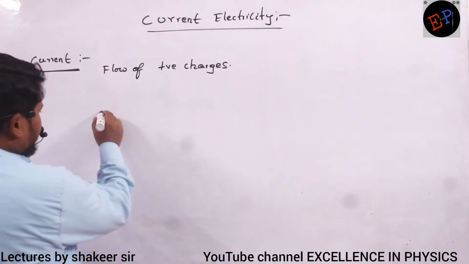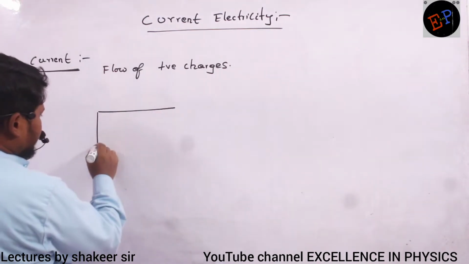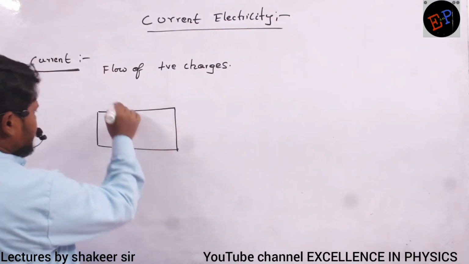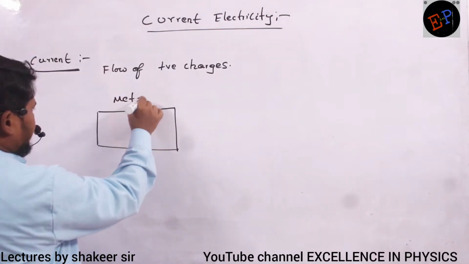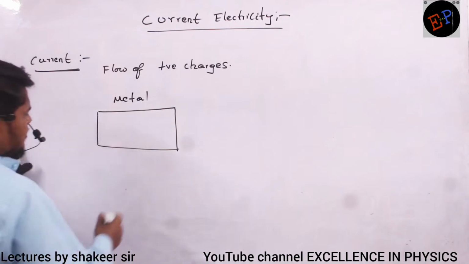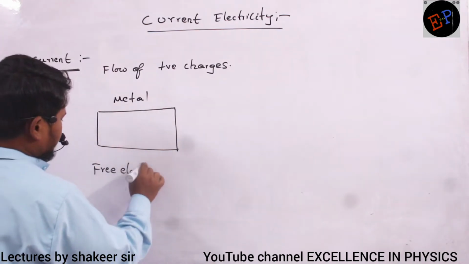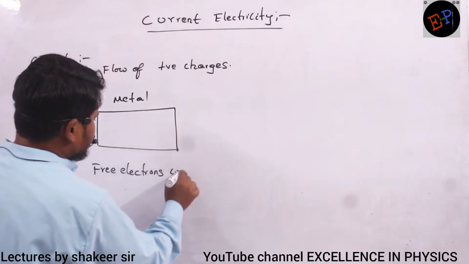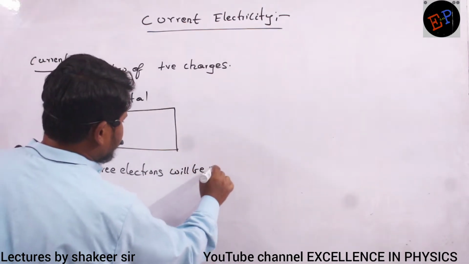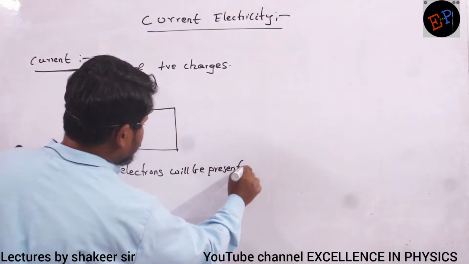For example, if you take a metallic conductor, okay, ma, what is this one? This is a metal. So in this metal, free electrons will be present, you know. Free electrons will be present. What is meant by free electrons, ma?